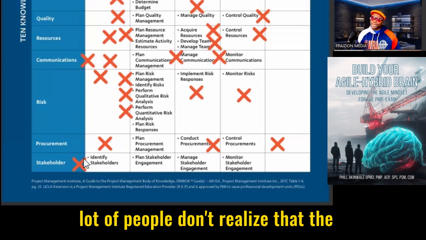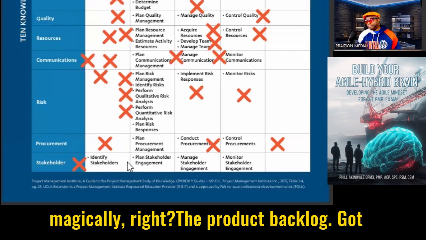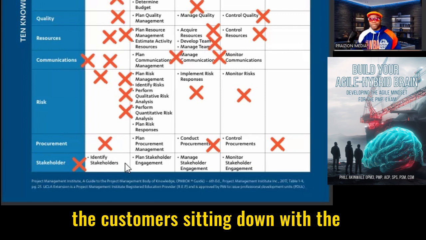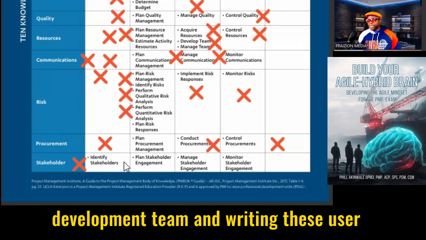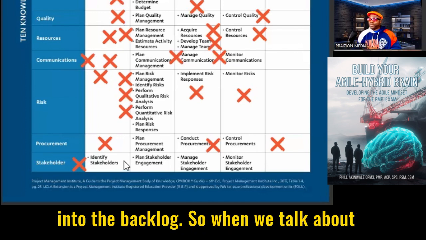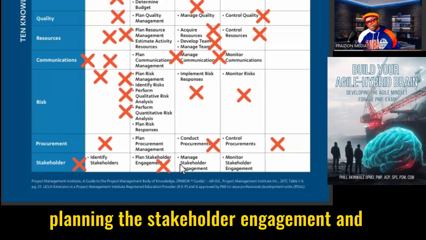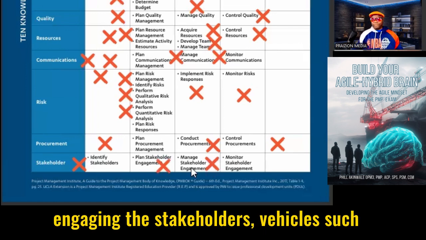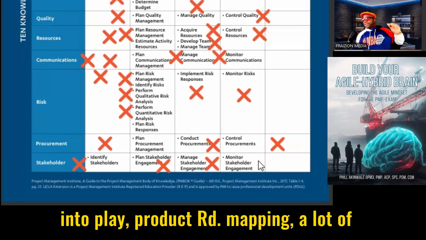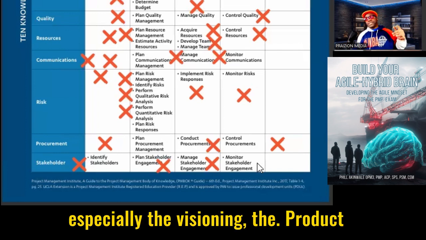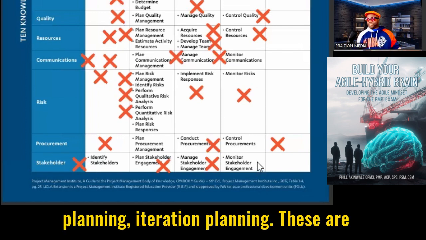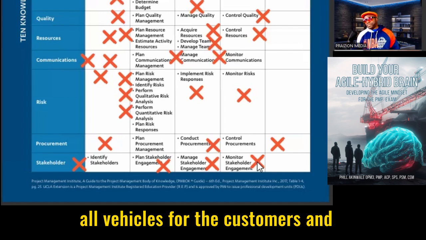A lot of people don't realize that the product backlog didn't get here magically, right? The product backlog got here as a result of the stakeholders and the customers sitting down with the product owner and maybe some of the development team and writing these user stories, coming up with epics and features. And that's what makes its way into the backlog. So when we talk about planning the stakeholder engagement and engaging the stakeholders, vehicles such as story writing workshops and so on come into play, product road mapping. A lot of stuff happens before the team comes in, especially the visioning, the product road mapping, and then we get into release planning, iteration planning. These are all vehicles for the customers and stakeholders to come in.